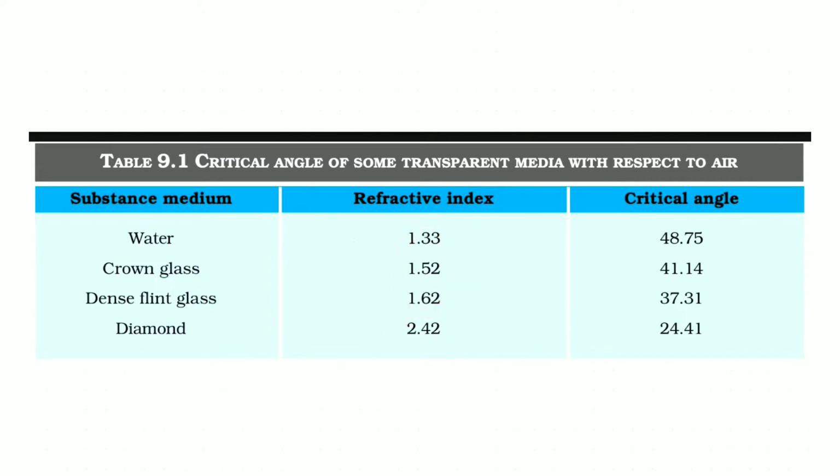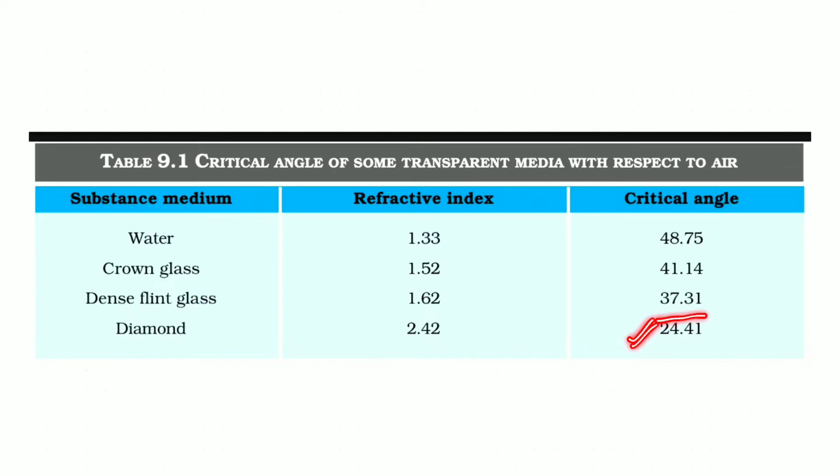Okay, great. Now let's look at our critical angles here. For water, the critical angle is 48.75. It is approximately 49 degrees for water. For crown glass, this is the normal glass which we use in most substances, the critical angle is approximately 41 degrees, right? Then we have dense flint glass, for which the critical angle is approximately 37 degrees. And for diamond, the critical angle is 24.41. It is very less. You guys can see the critical angle for diamond is very less, right?